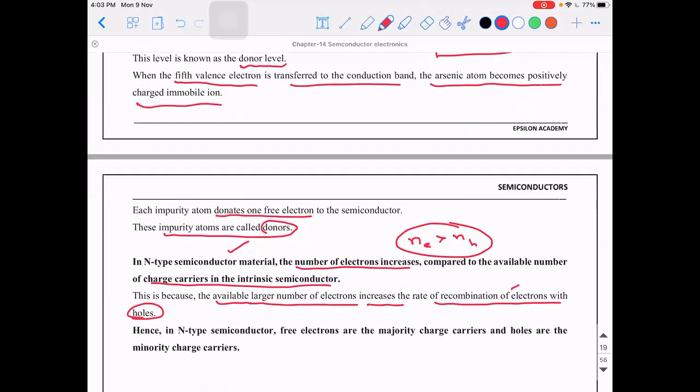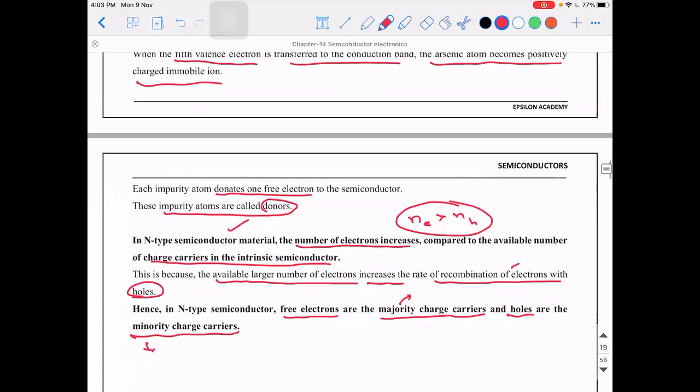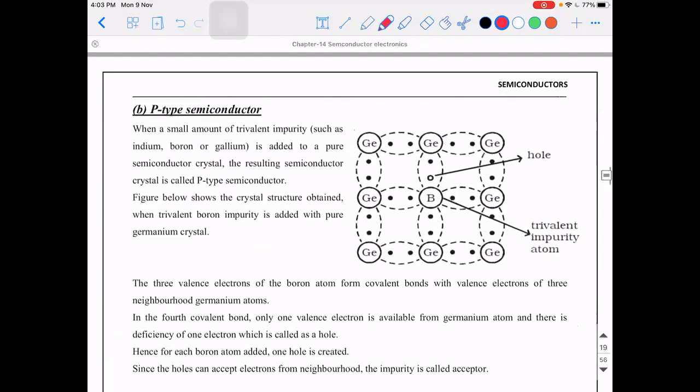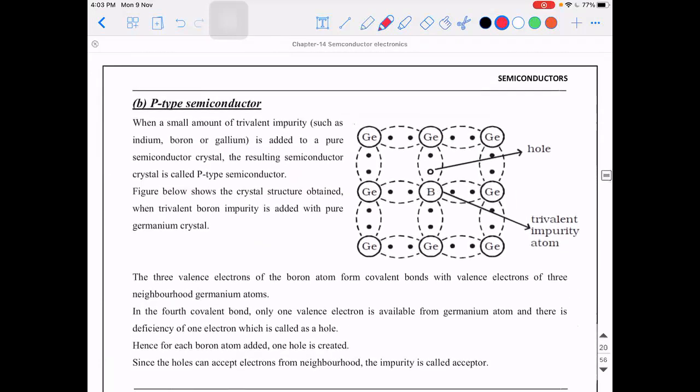One point to be remembered is, this might be a 1-mark question. In an N-type semiconductor, free electrons are the majority charge carriers and holes are the minority charge carriers. Majority means they contribute more compared to holes. So the counterpart of N-type is obviously the P-type semiconductor. I need not read the whole story; you can understand it easily.